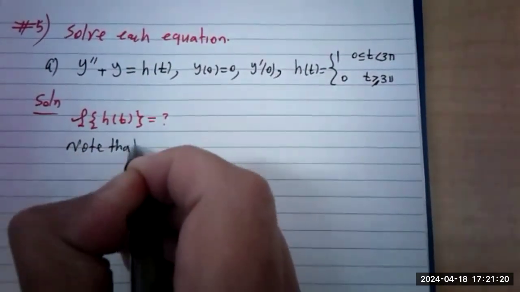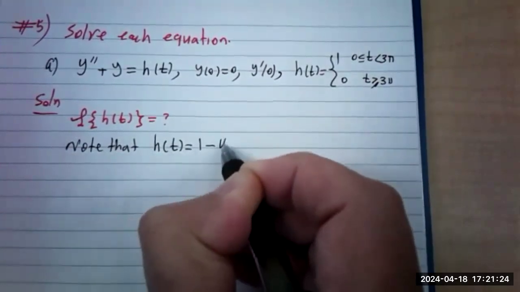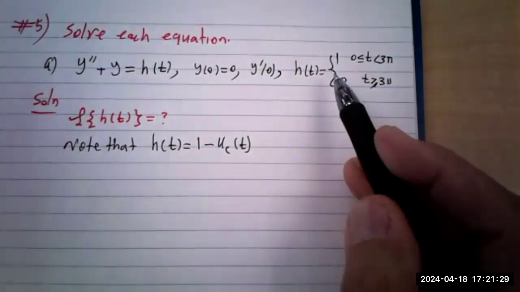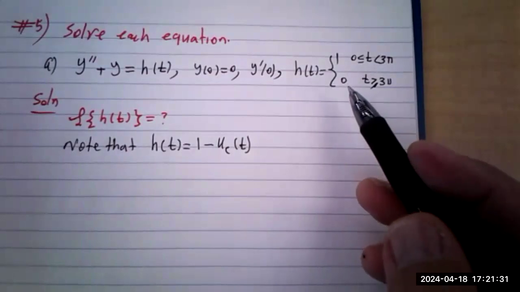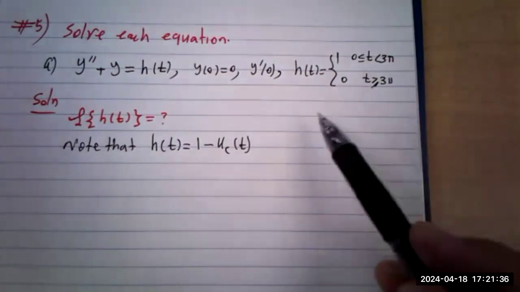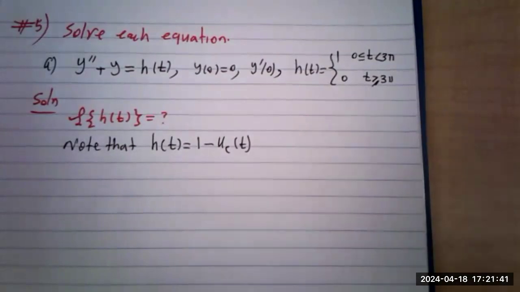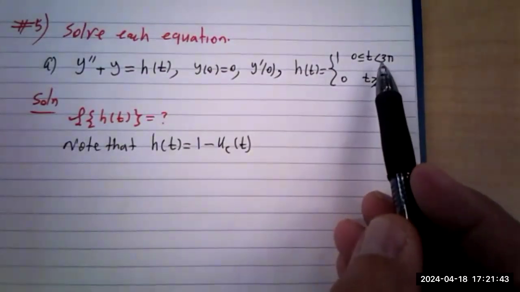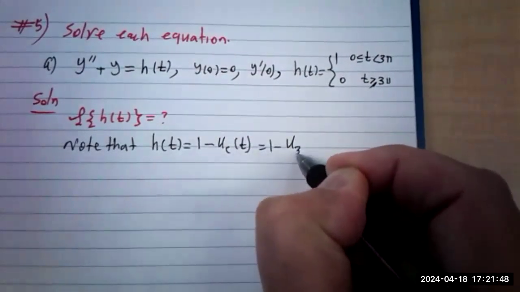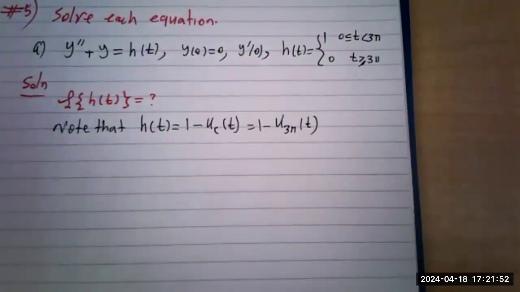You note that your function h of t is equal to 1 minus u_c of t. Because this starts with the 1, you just pull out the 1. It's going to be 1 plus, if you like, and then you substitute to get this information. The c is 3 pi here, so it's going to be 1 minus u_3pi of t. You get your function. Okay, any question?